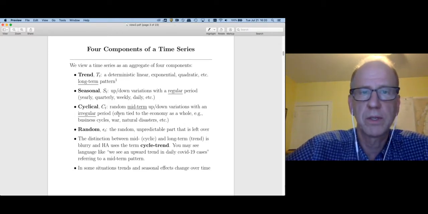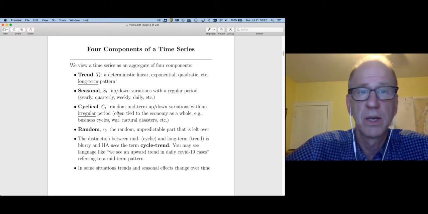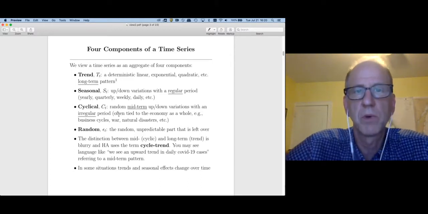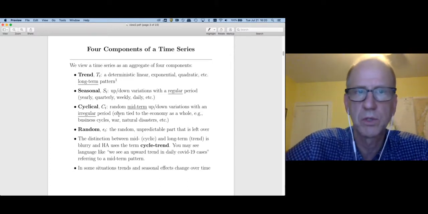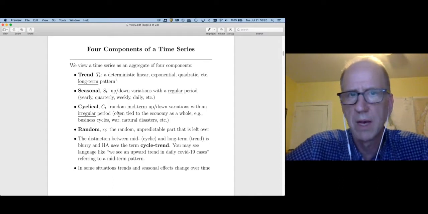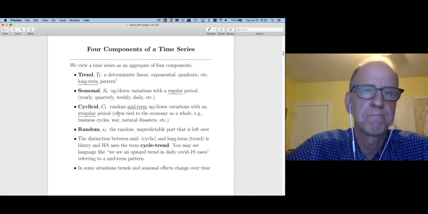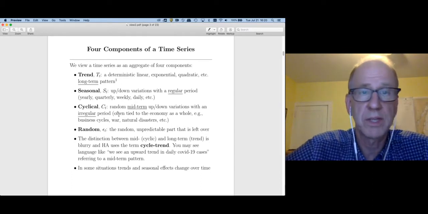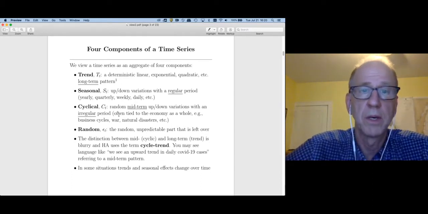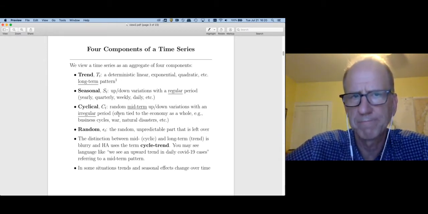So if we look at retail sales, while the economy is doing very well, we may have higher sales than we would normally expect using just the trend and the seasonal components. And then when we go into a recession, maybe retail spending drops, or unemployment would be another example of something that would follow the business cycles. All right, so that's the cyclical part.